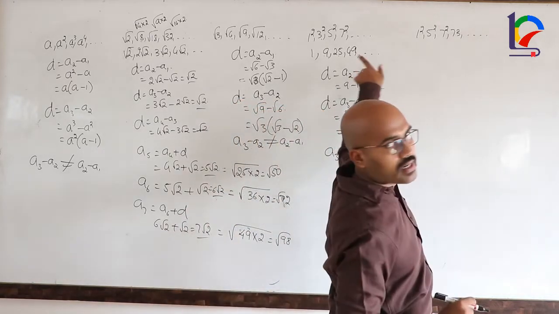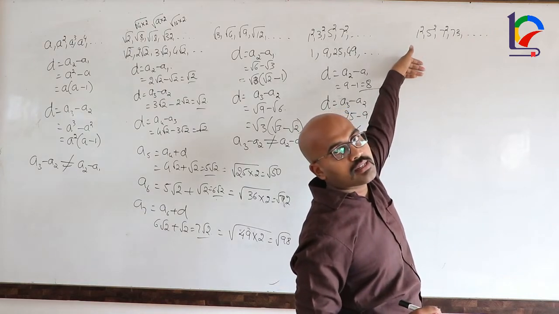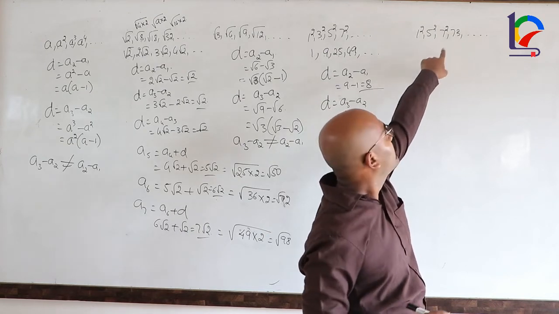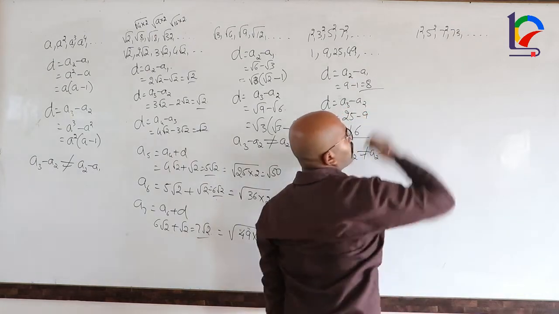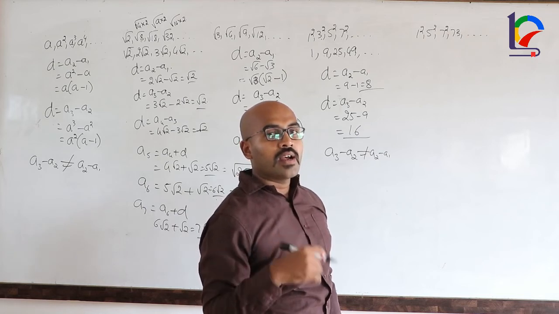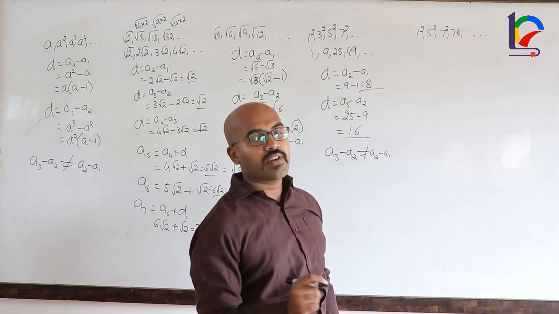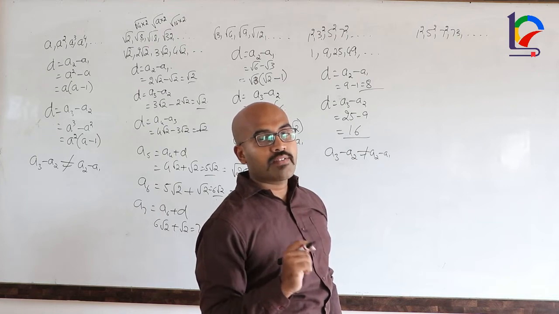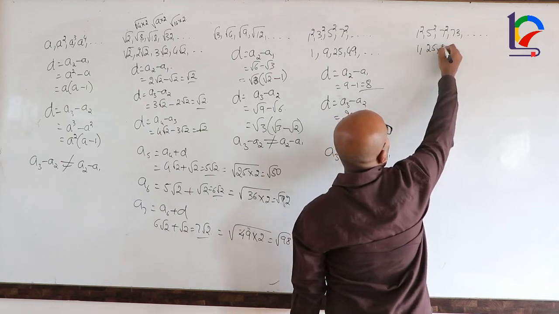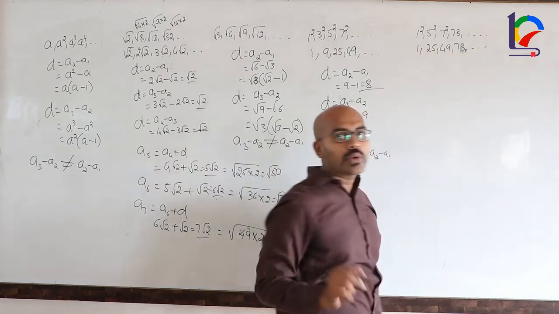So next, similarly, what we did here, let's write the simplified version. So instead of writing 5 square, I can write 25, and 7 square as 49, because among 5 square and 25, it is easier and simpler to use the value as 25 rather than using it as 5 square. So 1, 25, 49, 73 and so on.